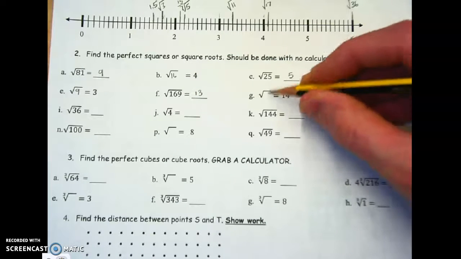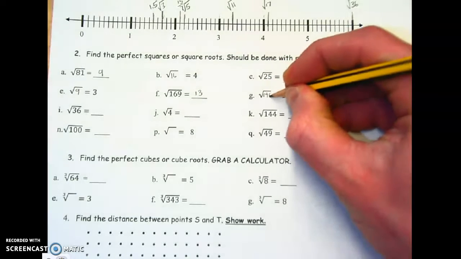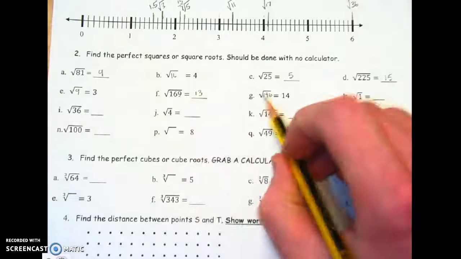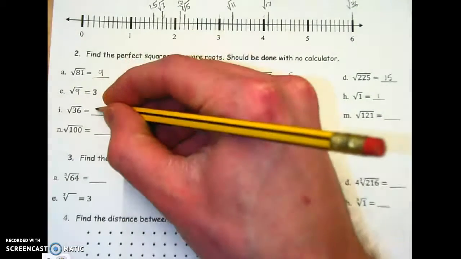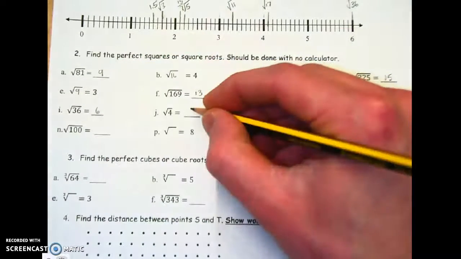14 times 14 is 196. Remember, the key is to just switch the 6 and 9 with 13 and 14. Square root of 1 is 1. Square root of 36 is 6. Square root of 4 is 2.